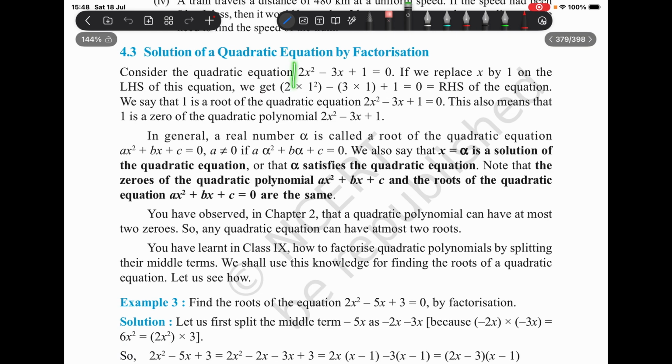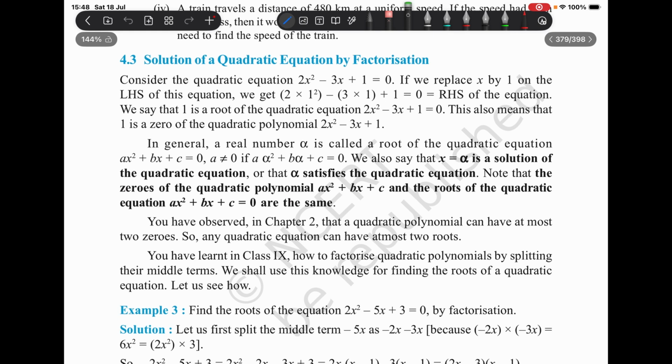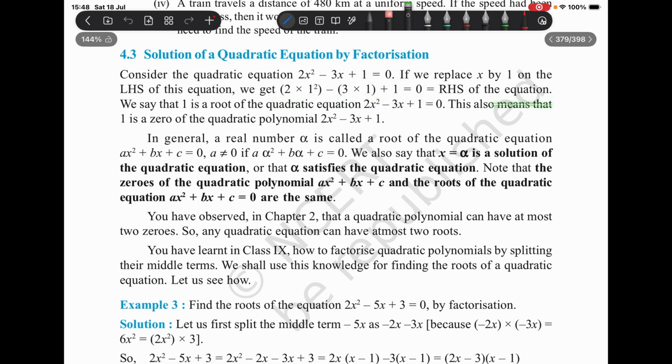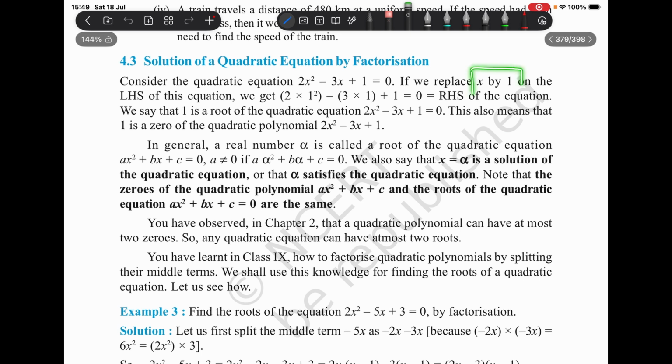We are given the quadratic equation 2x square minus 3x plus 1 equals 0, and they are saying if we replace x by 1 on the left hand side, this gives 0, that is the right hand side of the equation. We say that x equals 1 is the root of the quadratic equation. Let us understand this.